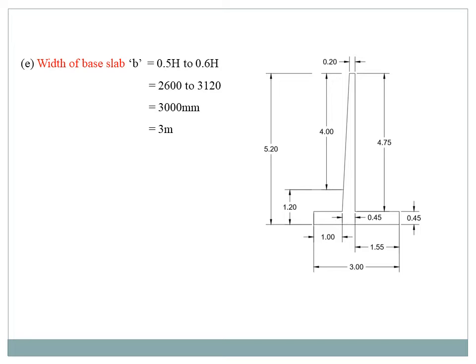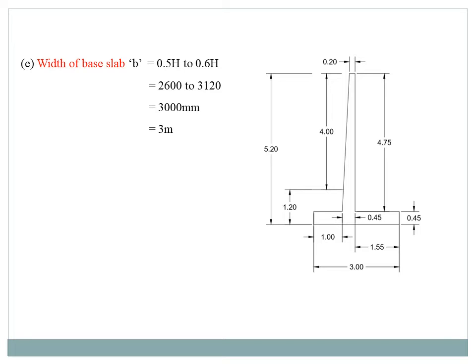So our top of the stem portion we can assume as 0.2 meter. Then height of the stem portion is 4.75 meter. Then overall depth is 5.2 meter. Then thickness of base slab is 0.45 meter. Then width of base slab is 3 meter.